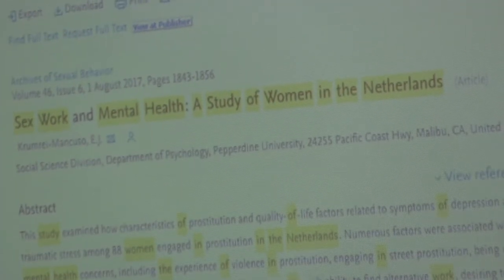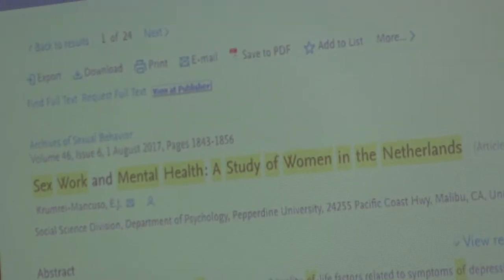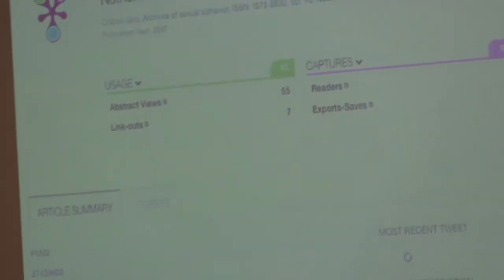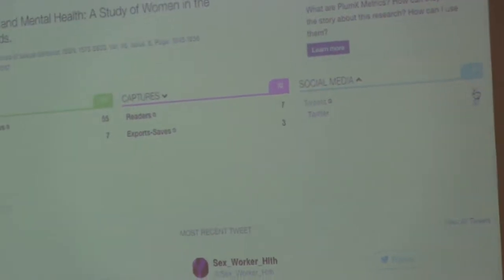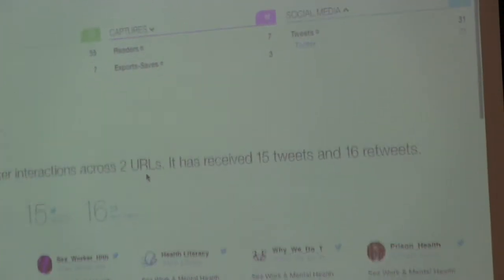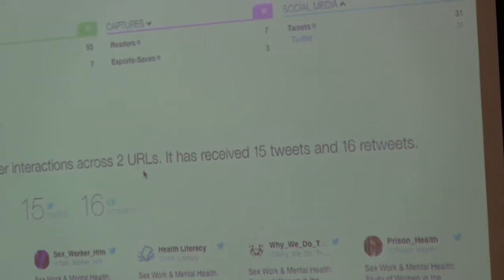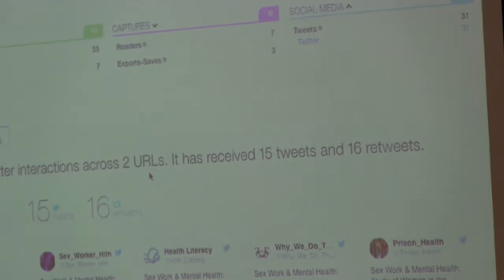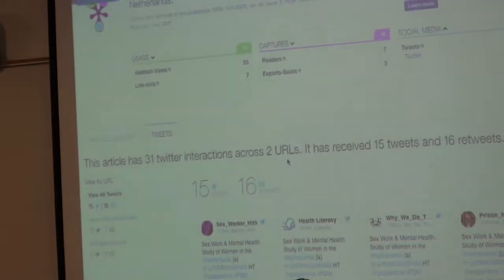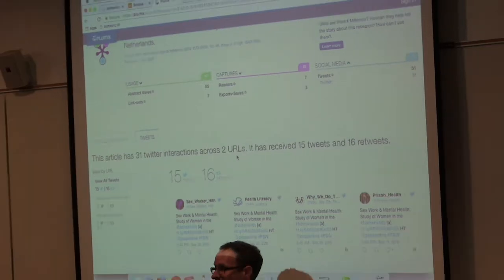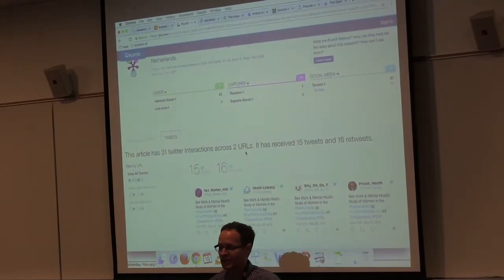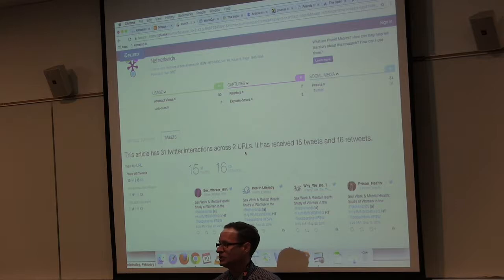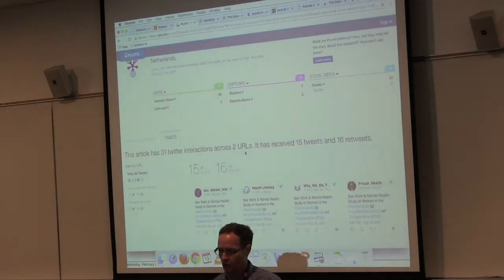And I'm going to go to the PlumX again. And this was written in August 2017, so this is a really new article. It's only like a couple of months old. It shows she has 31 tweets. Well, 15 tweets, 16 retweets. And I think that she should get credit for this because she showed that she's doing research that's of interest to people outside of the academic realm and has a greater societal impact. So she should get credit for the broad appeal of her work.